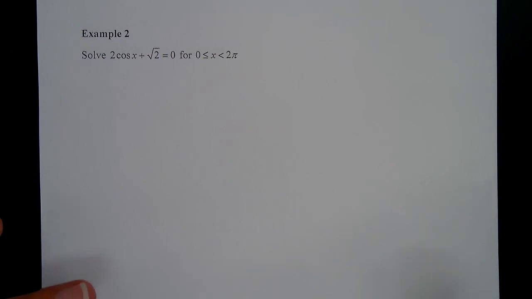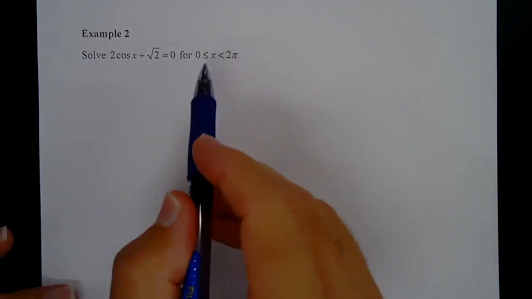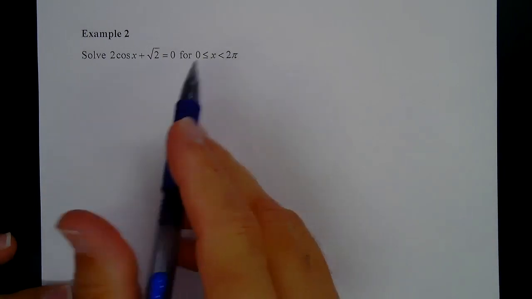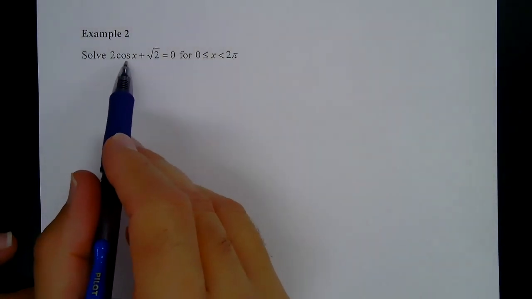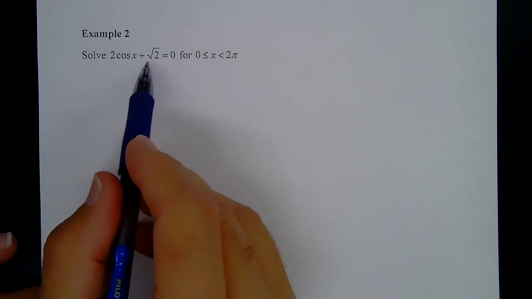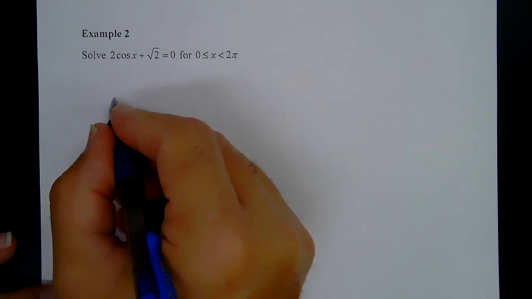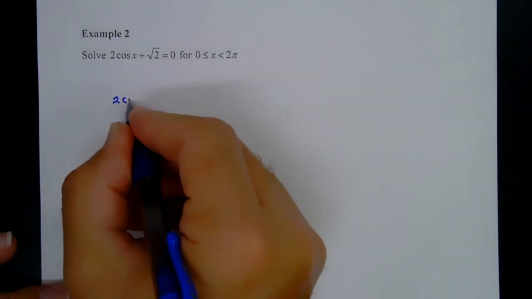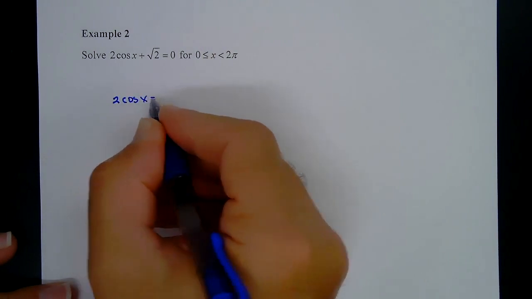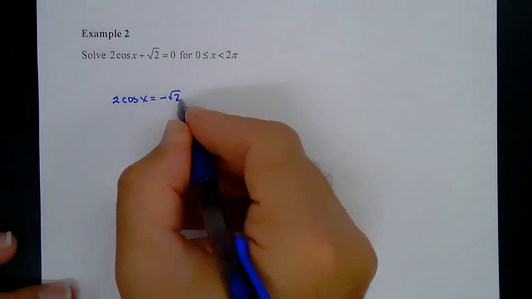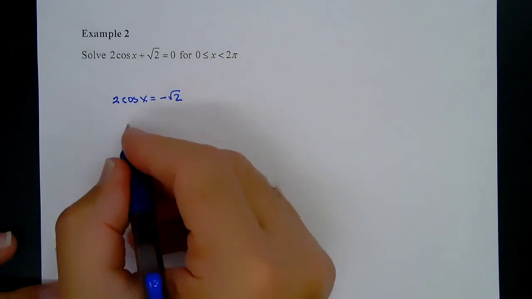Again, for this one, we want to solve 2 cosine x plus the square root of 2 is equal to 0. Again, x is between 0 and 2 pi. I want to get cosine x by itself, so I need to subtract square root of 2 from both sides. That's 2 cosine of x is equal to negative square root of 2. And then again, I need to divide both sides.